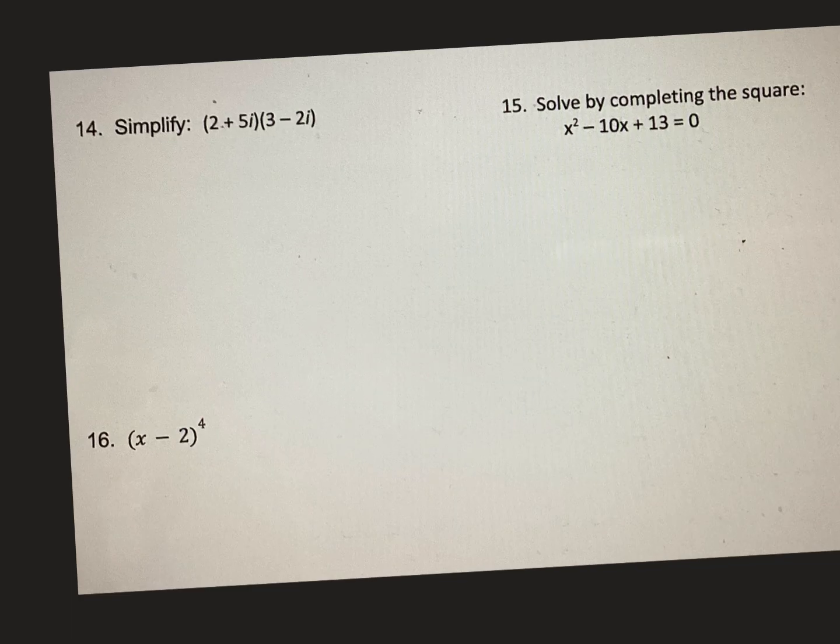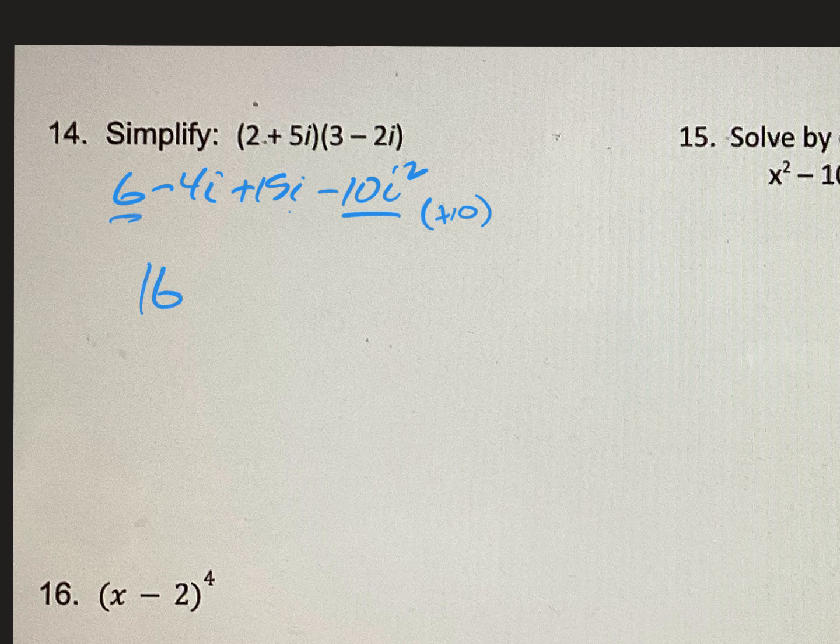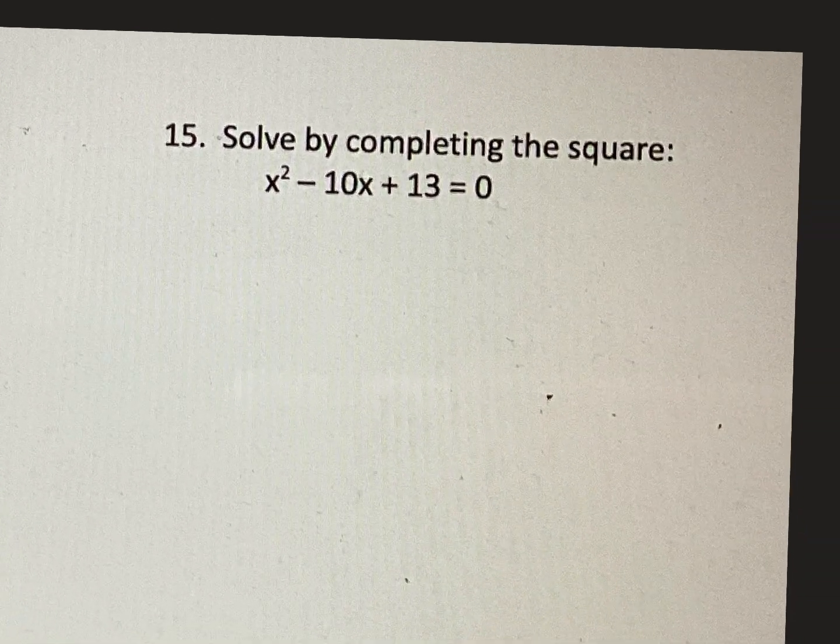14, simplify. This is just FOIL method with i's, with imaginary. So I'm going to go first, which is 6, outer, inner, and last. I squared, remember, is really negative 1, so it's negative 1 times negative 10, which is really positive 10 right there. I'm going to add that 10 to the 6 at the beginning. 10 plus 6 is 16. Then combine those two, and I get 11i. 16 plus 11i.